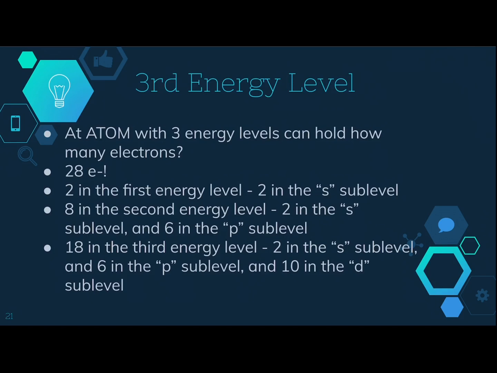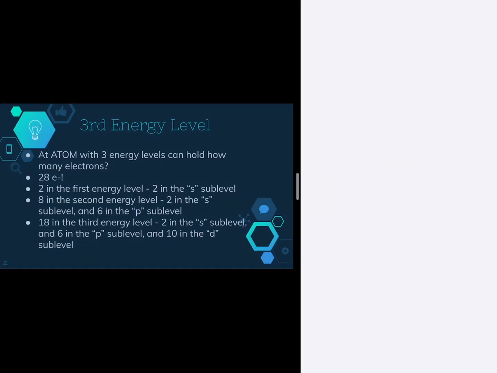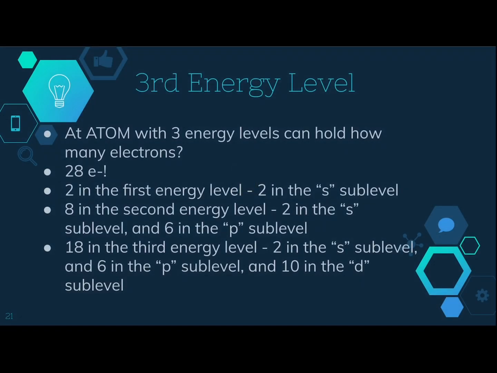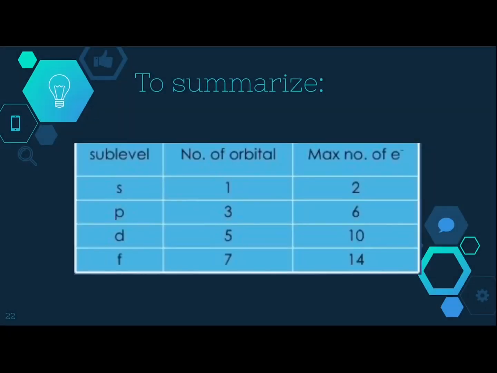So if I said an atom with 3 total energy levels can hold how many electrons? This would be 28, because if I'm adding up electrons for 3 different energy levels, I'm adding up this 2, this 8, and this 18. That should give me 28 electrons, because it's adding up all 3 energy levels. Yeah, so that kind of just repeats what I was saying.